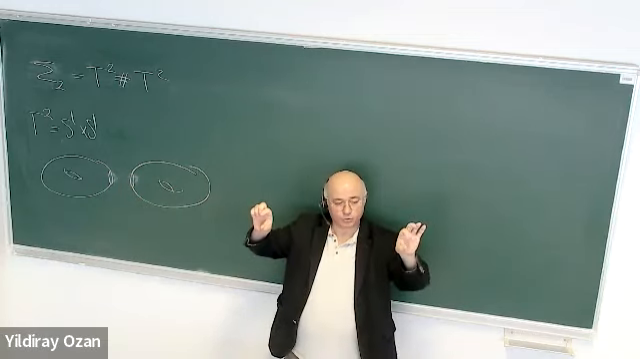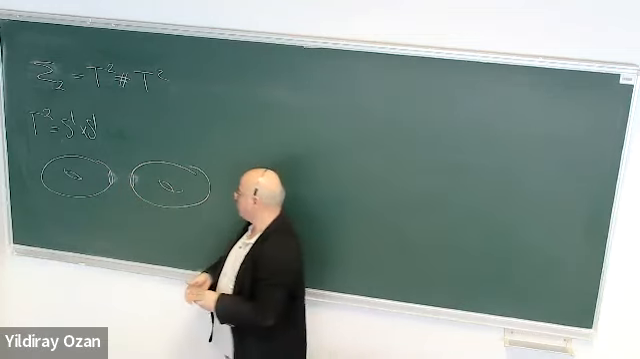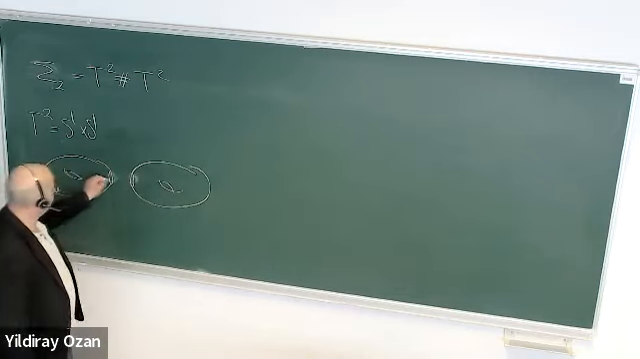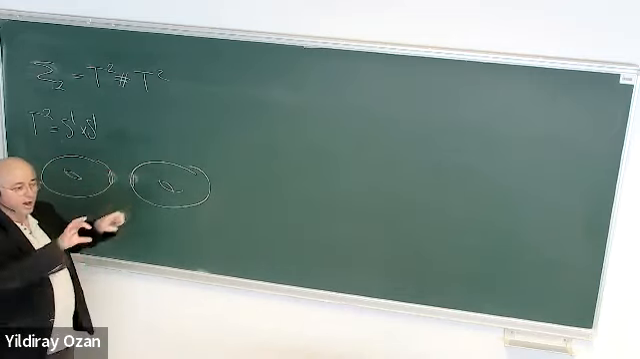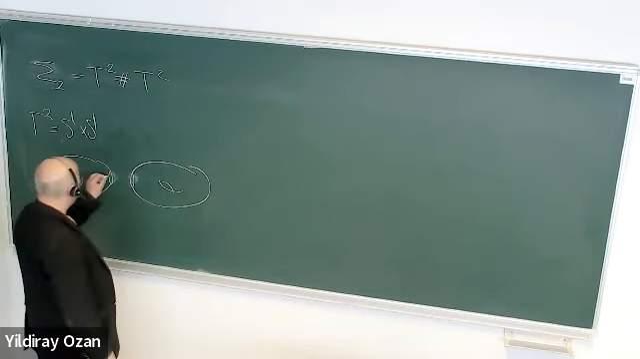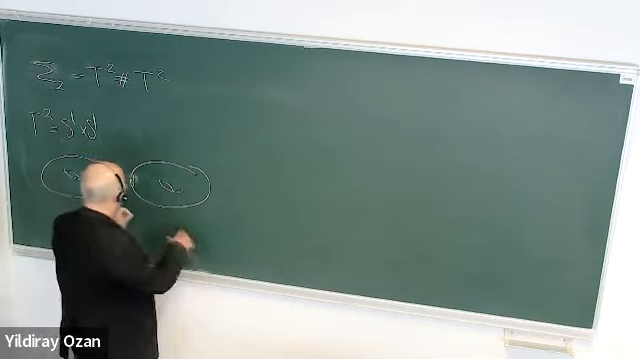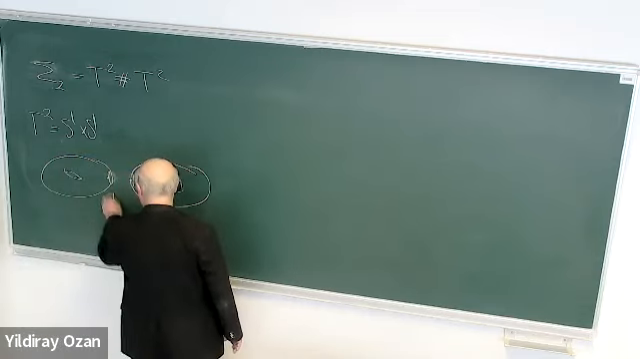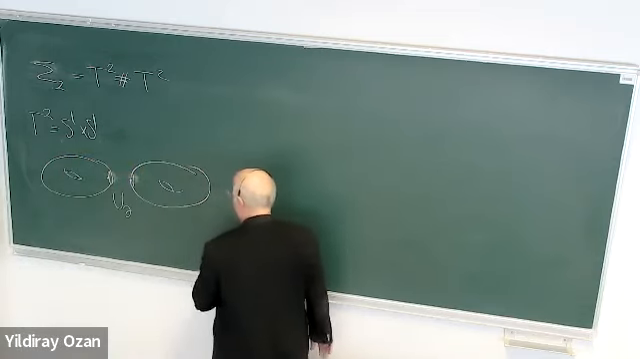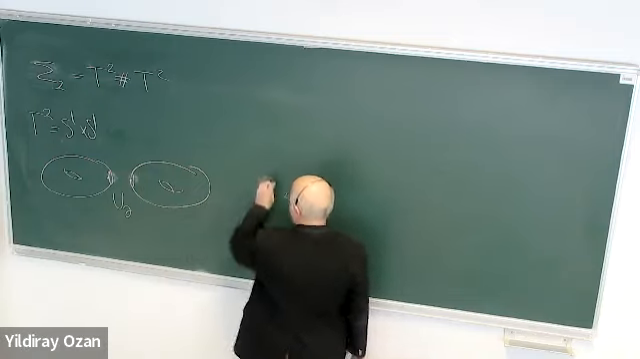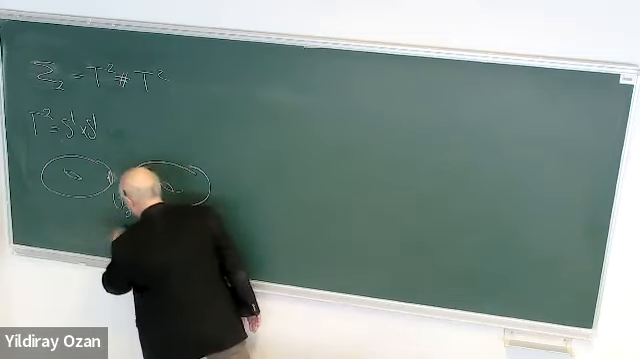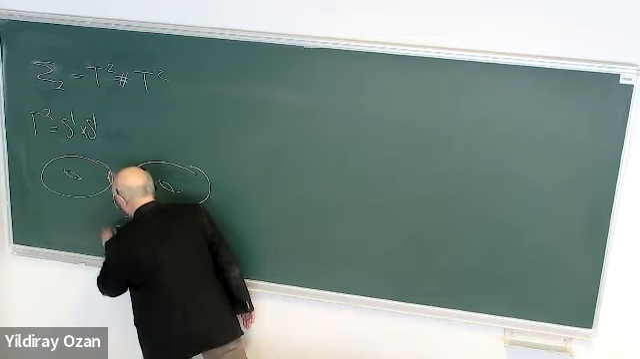Then you just glue these two boundary circles, right? You just glue them, this point with this one with this one. So when you glue them, you just glue them along their boundary. So what you get is, of course, something like this.